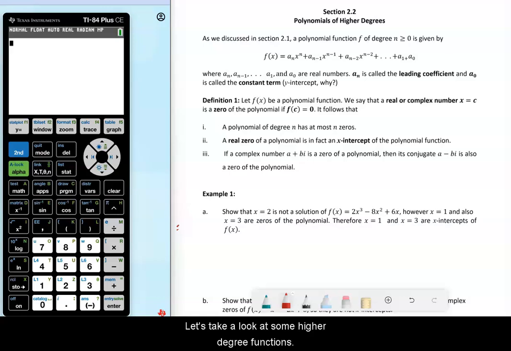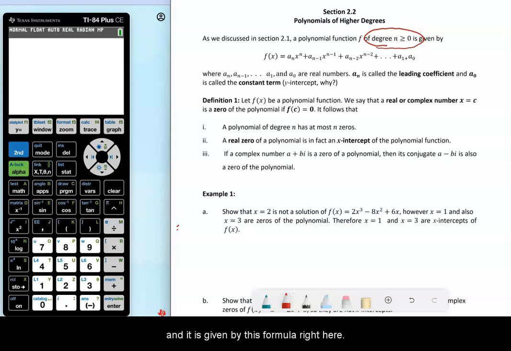Let's take a look at some polynomials of higher degrees. A polynomial function, if you remember, is a function of degree n greater than or equal to 0, and it's given by this formula right here. Now, let me just fix this formula actually, because we have x to the first. That should be right there.